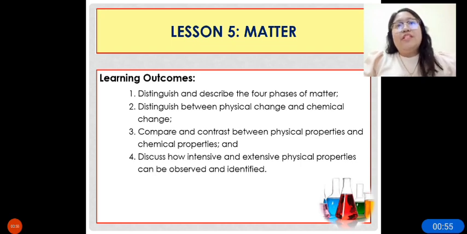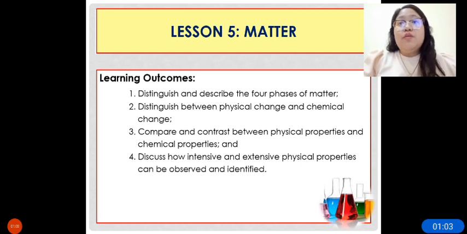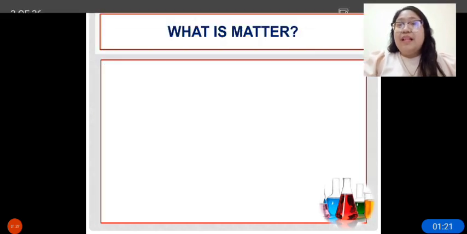By the end of this lesson, we are expected to distinguish and describe the four phases of matter, distinguish between physical change and chemical change, compare and contrast between physical properties and chemical properties, and lastly, discuss how intensive and extensive physical properties can be observed and identified. Now, without further ado, let us start.